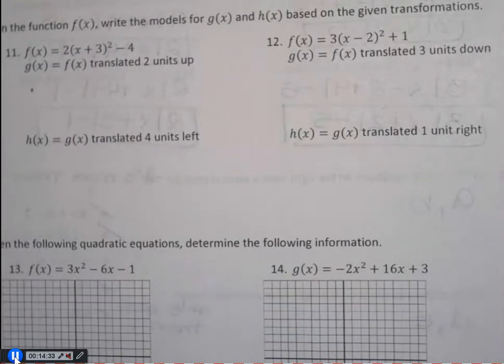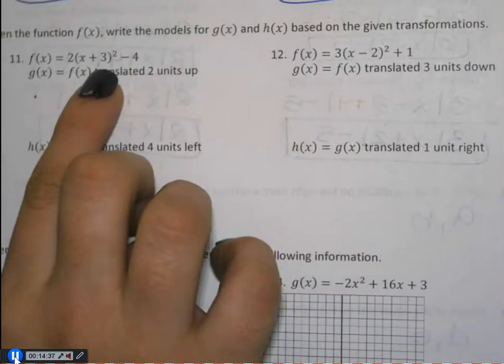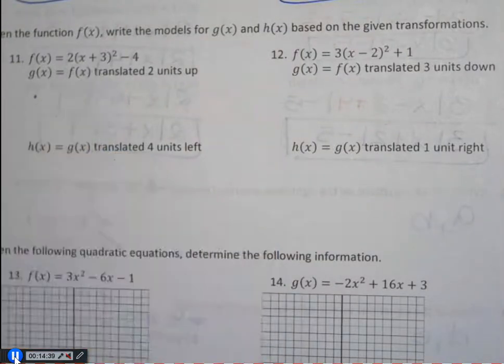Okay, so I'm moving on to number 11. This is just like number 1 and 2, except my equation is a little bit different. This time it has parentheses instead of absolute values. So this one wants me to move.